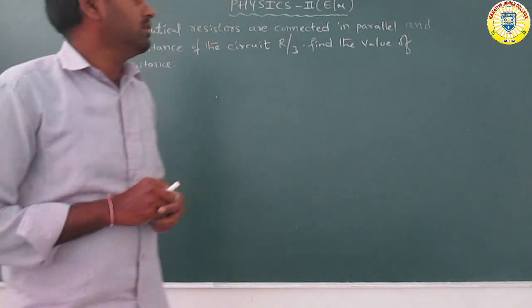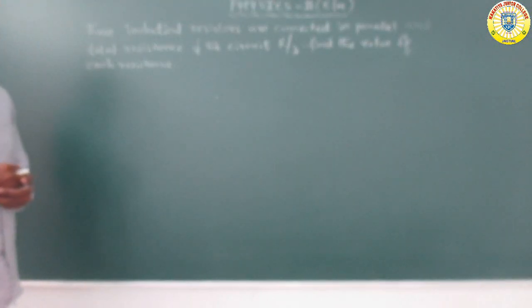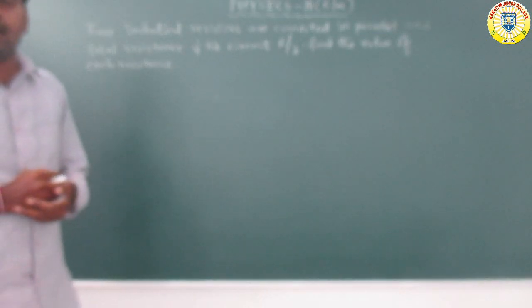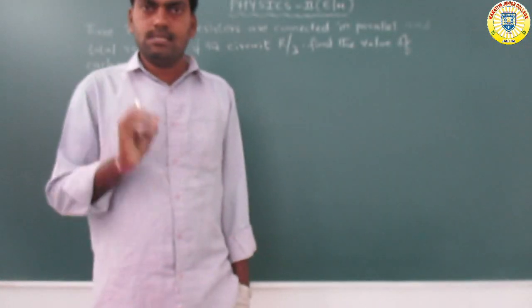Three identical resistors are connected in parallel. The total resistance of the circuit is R by 3. Find the value of each resistance.